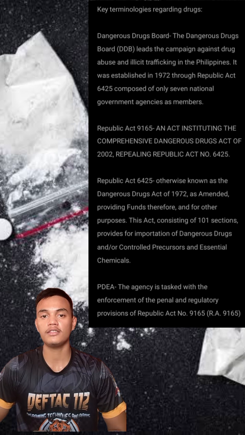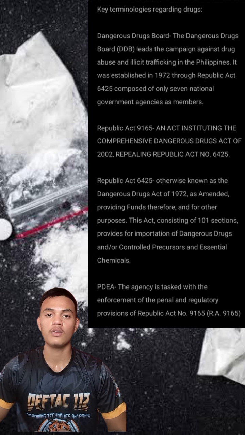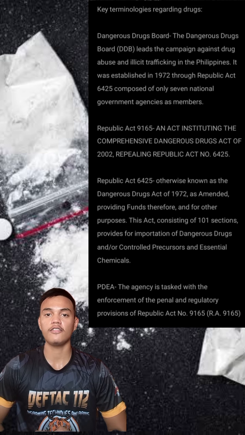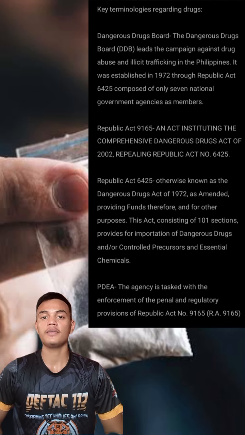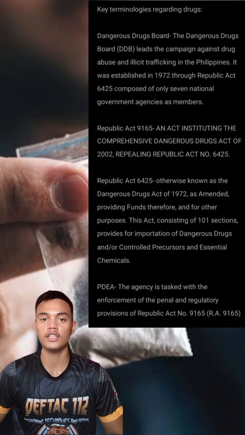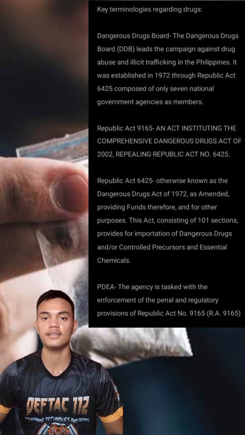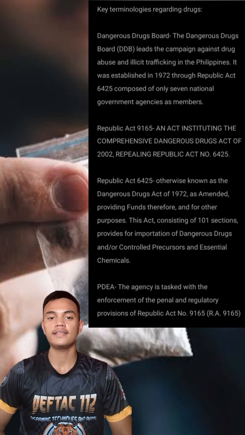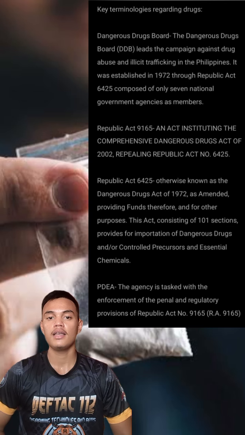Republic Act 9165, an act instituting the Comprehensive Dangerous Drugs Act of 2002, repealing Republic Act No. 6425. Republic Act 6425, otherwise known as the Dangerous Drugs Act of 1972, as amended, providing funds therefore and for other purposes. This act, consisting of 101 sections, provides for importation of dangerous drugs and or controlled precursors and essential chemicals. PDEA, the agency tasked with the enforcement of the penal and regulatory provisions of the Republic Act No. 9165.